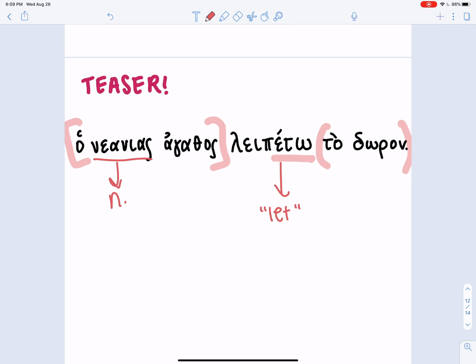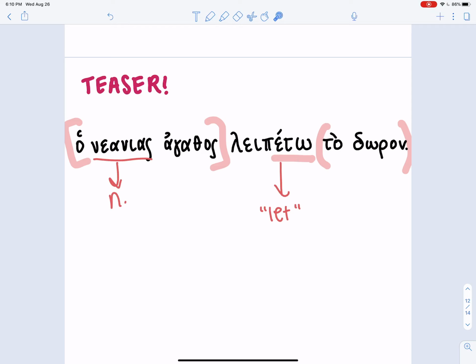Well, now that we know we've got an adjective in this phrase, we have to ask ourselves, is this adjective in attributive or predicate position? So, what did we learn to ask? Does the adjective immediately follow a definite article? Well, no, right? Because neonios is right after the definite article. Agathos has no definite article peeping in here to make it attributive position.